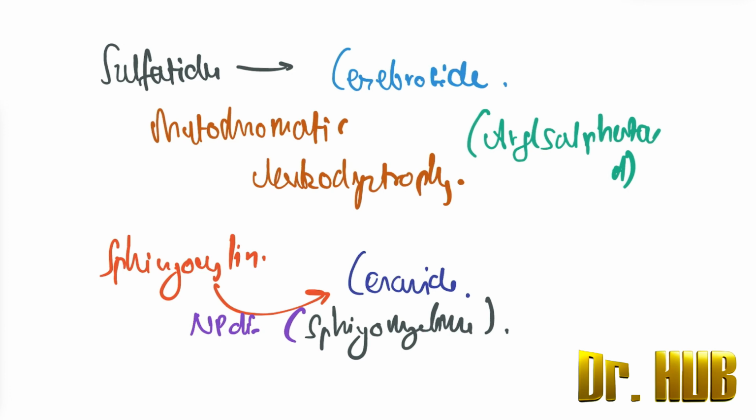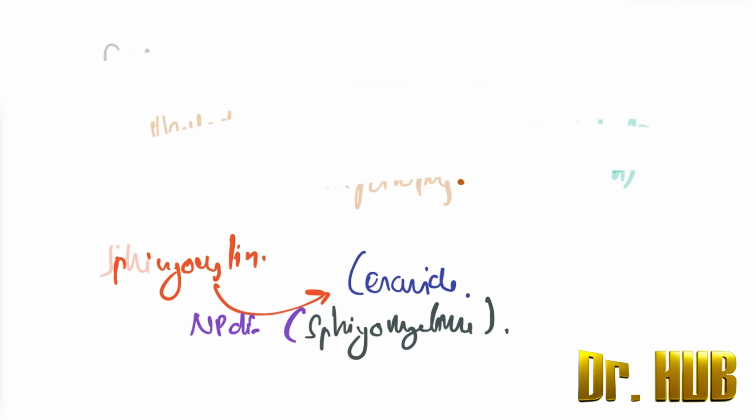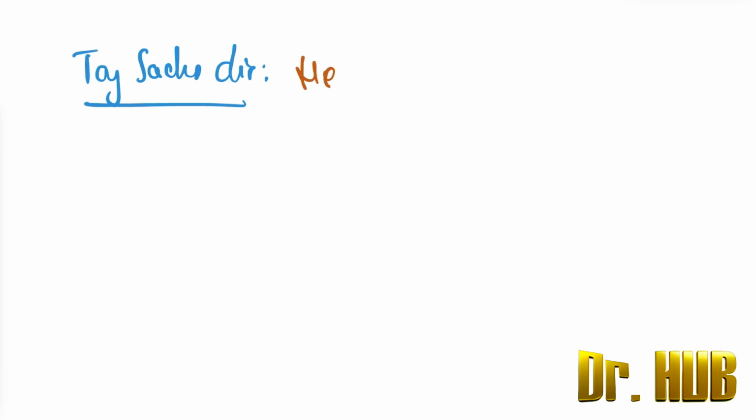Now let's look at the disorders in detail. First we will look at Tay-Sachs disease. In Tay-Sachs disease, the enzyme defect is hexosaminidase A.